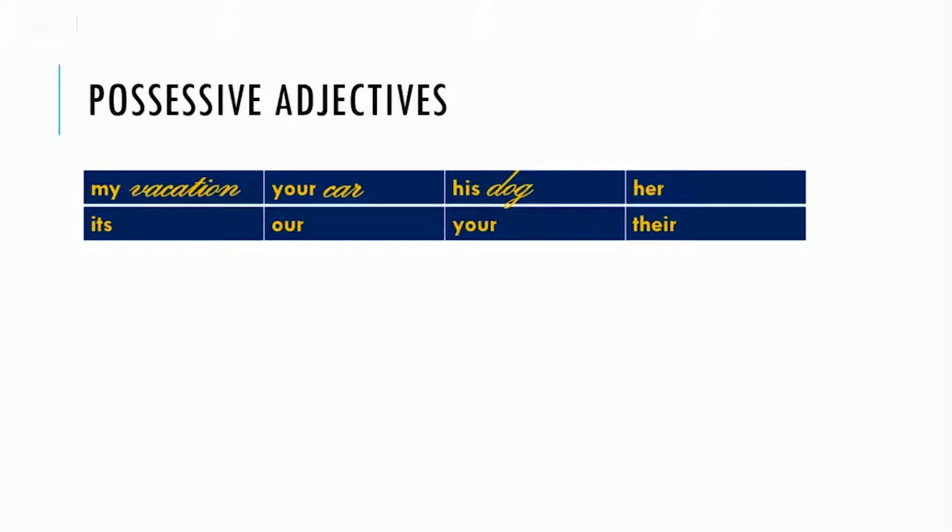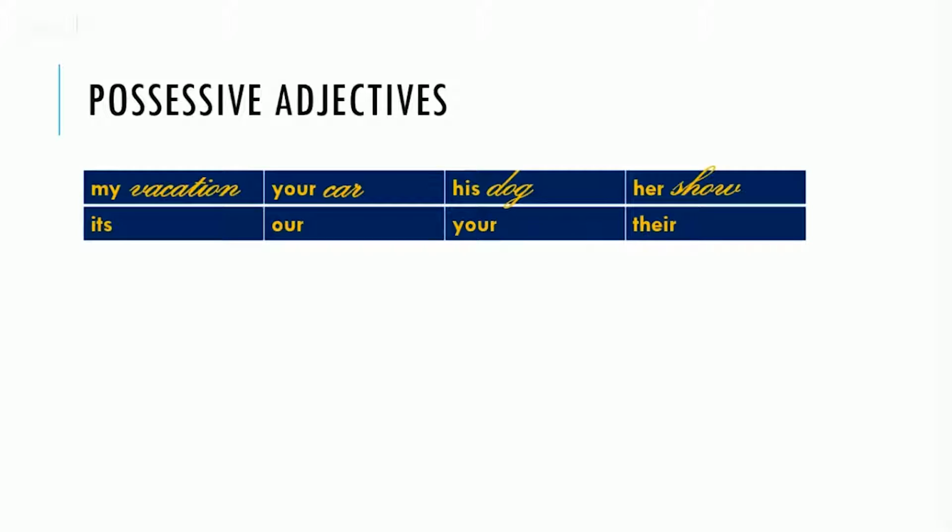So we have my vacation, your car, and his dog, right? My, your, and his are possessive adjectives. They describe the noun as belonging to someone. For example, the vacation belongs to me, the car belongs to you, the dog belongs to him, right? We have her. So here we have her show, un programa, ¿verdad? Eso, show significa programa en inglés. So her show es el programa de ella, means the show belongs to her, right?